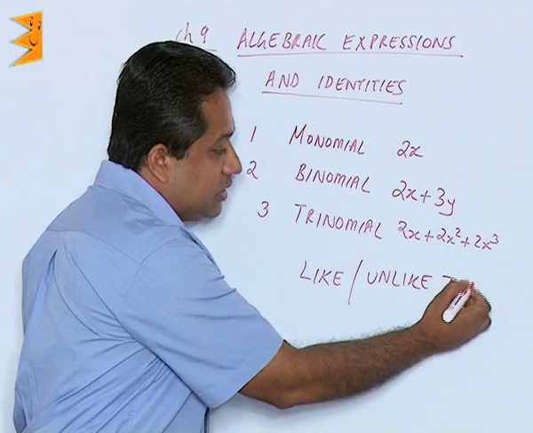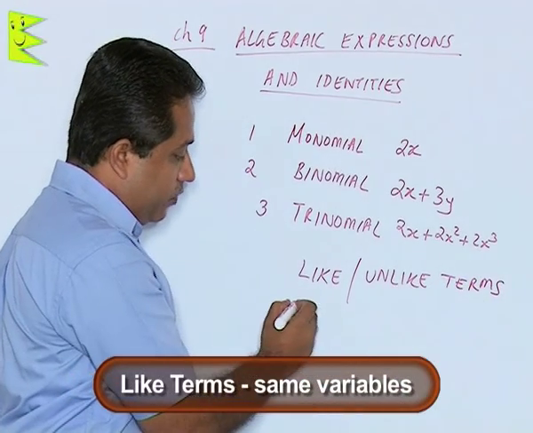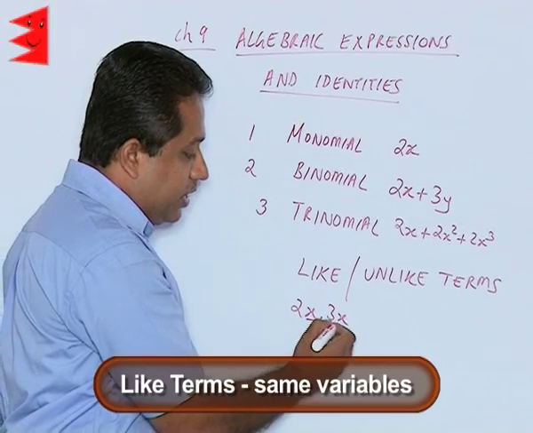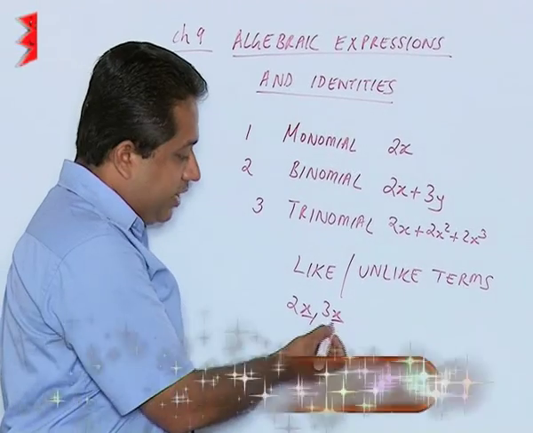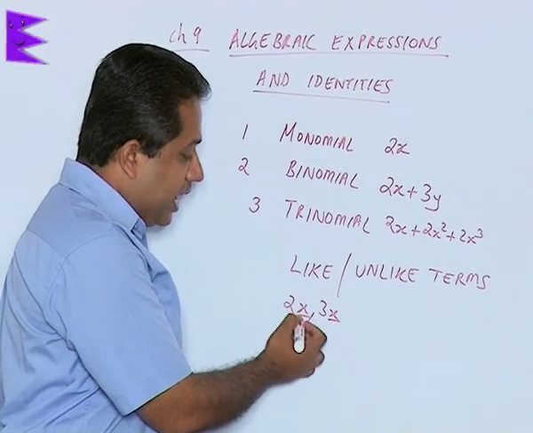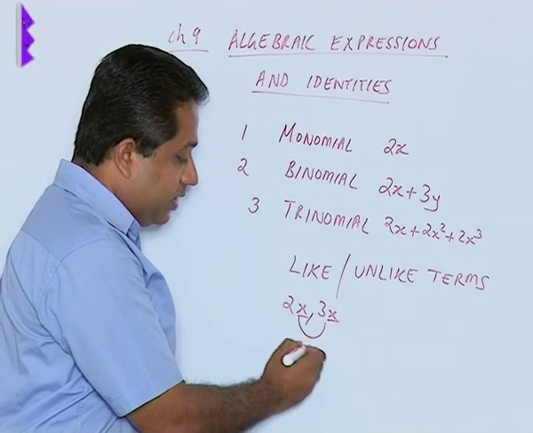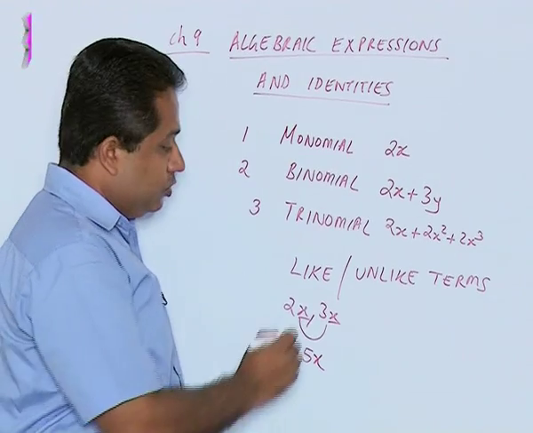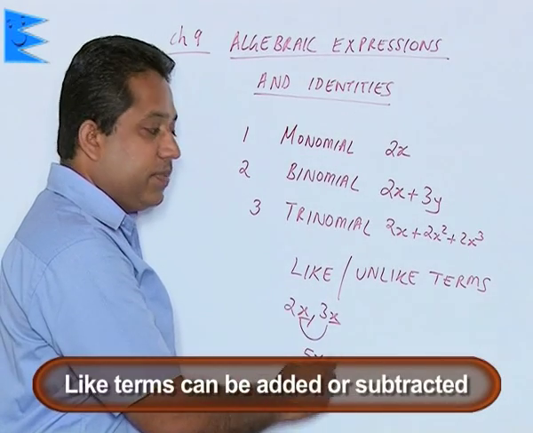Like terms means the variables will be same. For example, 2x and 3x are like terms because the variable here is x and the variable here is also x. So, both are x. So, we can add like terms, 2x and 3x we get 5x. We can also subtract like terms. So, like terms can be added or subtracted.